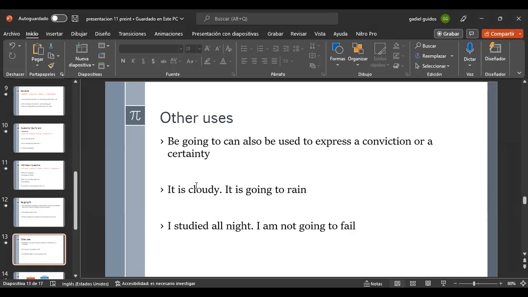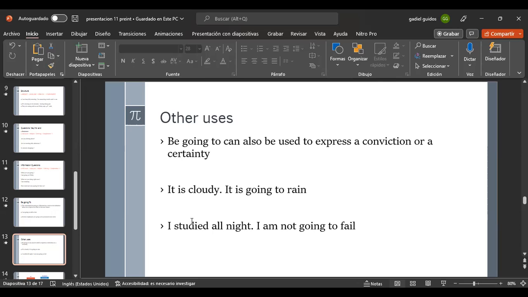Por ejemplo, if you notice that the sky, there are a lot of clouds on the sky and it looks really dark, then most likely you think that it's going to rain. Okay, so you can say it is cloudy. So I think that it is going to rain because you can see that there are all the conditions for something to happen. Like in this case, that it is going to rain, right?